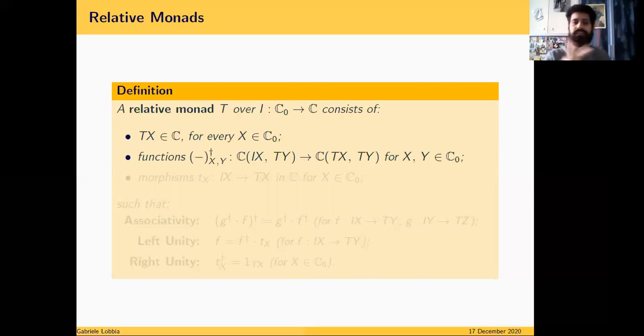And this family of functions should replace the multiplication in monads. Then we want a unit, because again we still want some sort of monad structure. For a unit, again, it's not a natural transformation; it's just that for any x in C naught, we want a map in C from ix to tx.